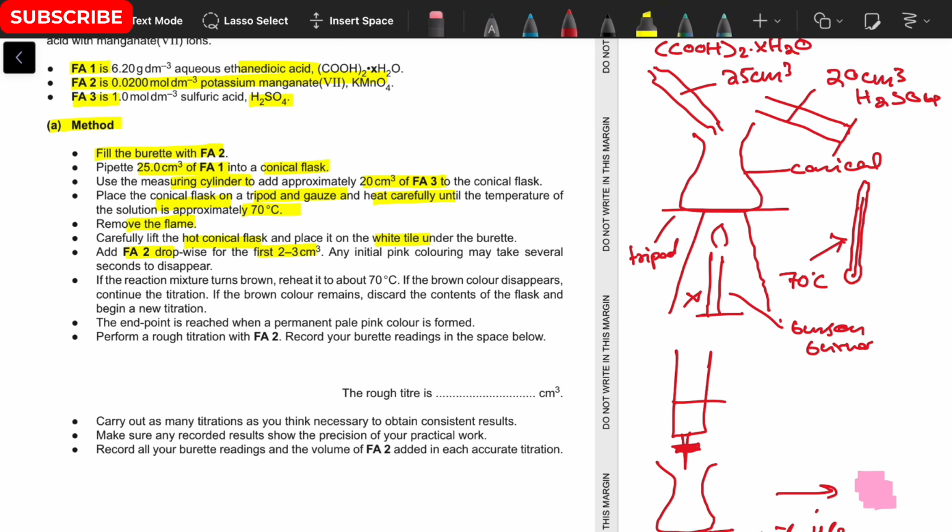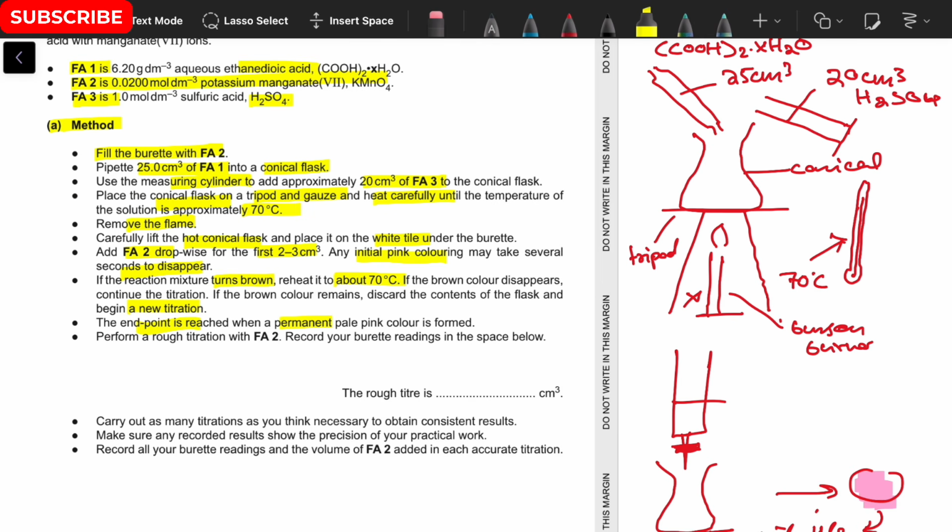This is until we get a permanent pink color. Any initial pink coloring may take several seconds to disappear. This is not our final result. We should wait for it to disappear, and then we keep adding, okay? If the reaction mixture just turned brown, you need to reheat it, and if the color disappears, we can continue. If it remains, then we have to discard the contents and begin a new titration. Our end point is when there is a permanent pale pink color. Now, we use this white tile so that the color is visible.